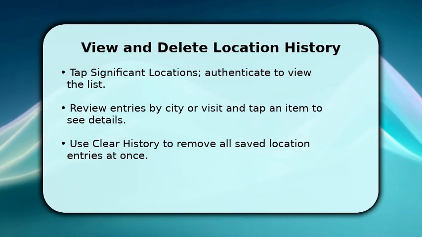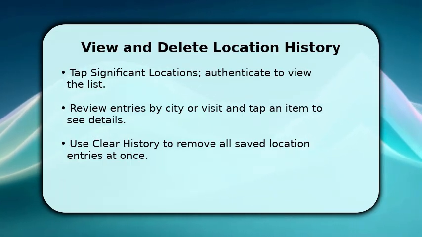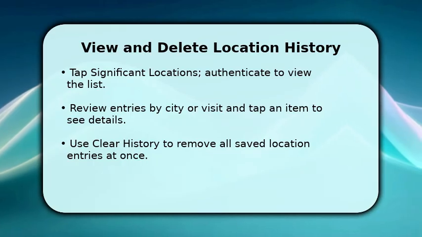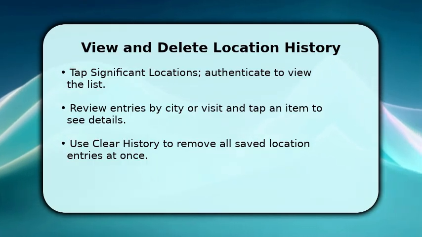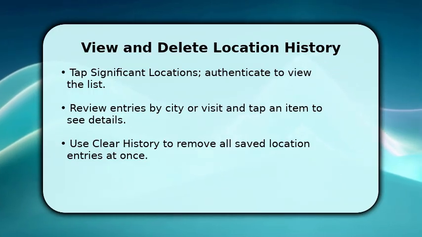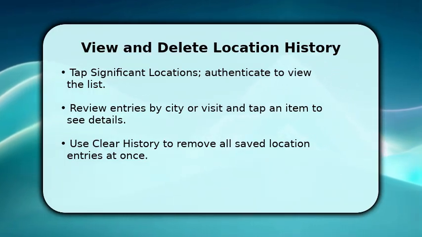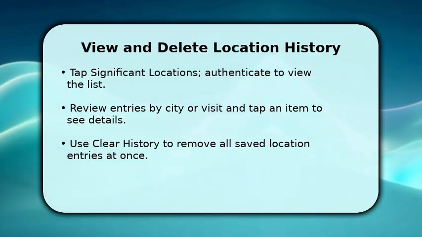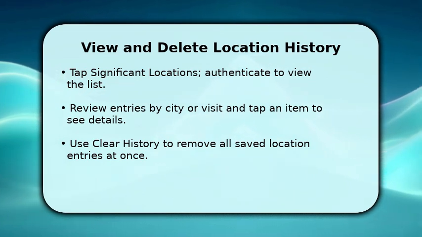To erase everything, scroll to the bottom and choose Clear History. Confirm when prompted. This clears the significant locations cached from your device and stops that stored history from influencing features like predictive routing. Remember, deleting here doesn't remove location data held by apps with their own storage.